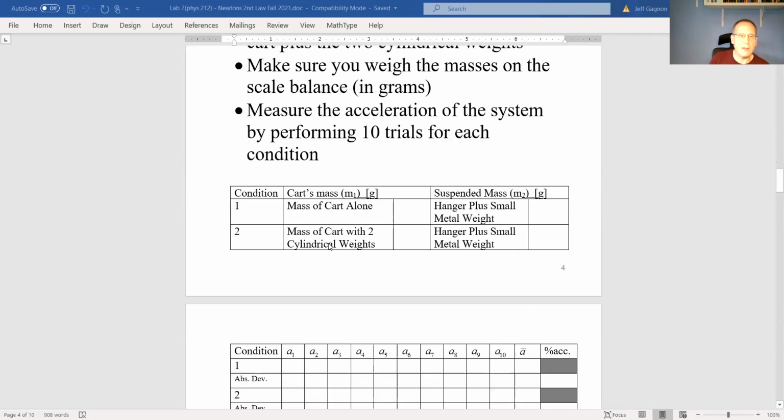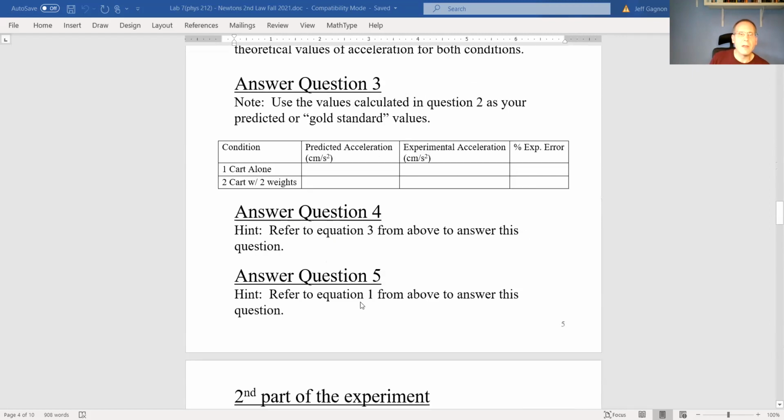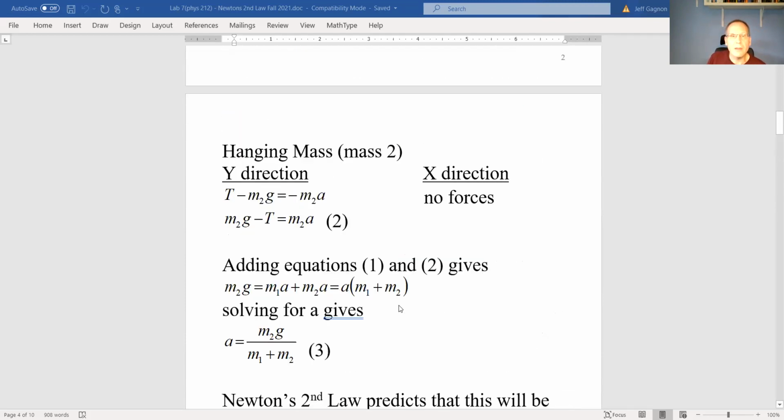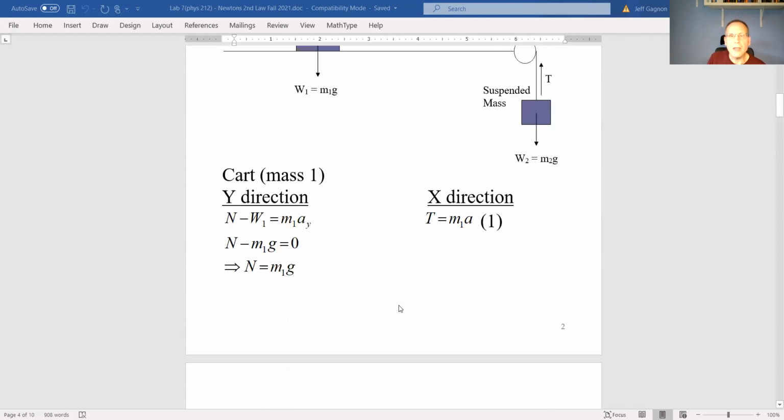And then the next question, question 5, says, based upon the results that you have obtained in this experiment, how does the force on the cart need to change with the mass of the cart in order to impart the same acceleration? Again, you might be able to intuitively answer that from your data, or another way is to look at the first equation that we derived, which is this right here.